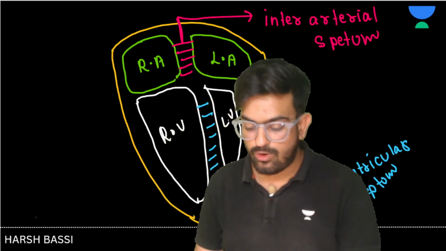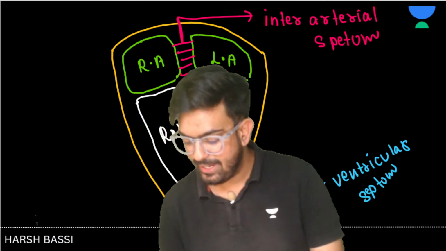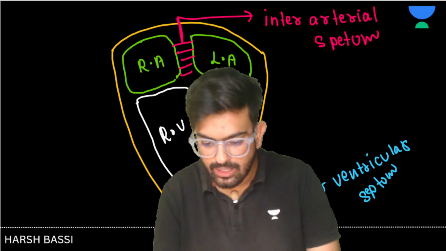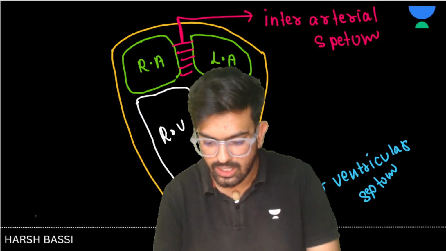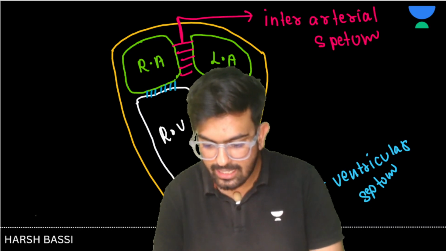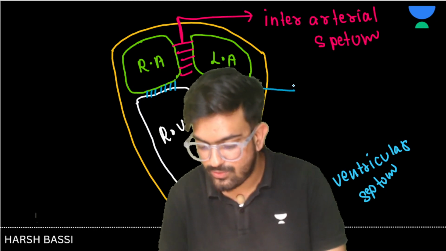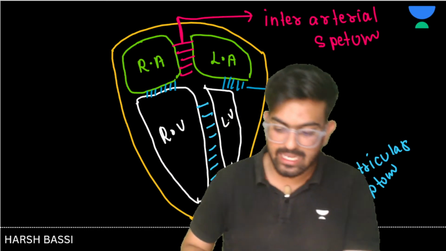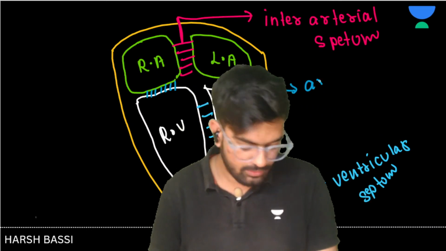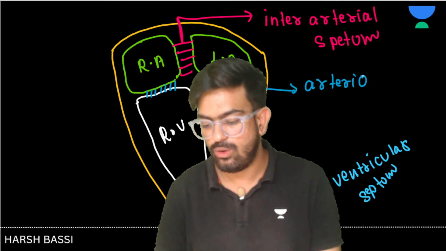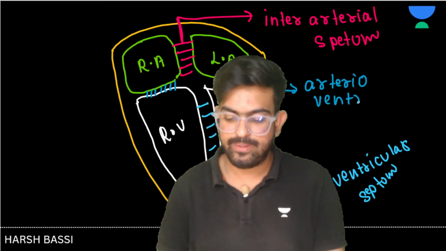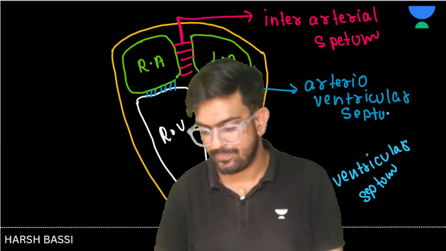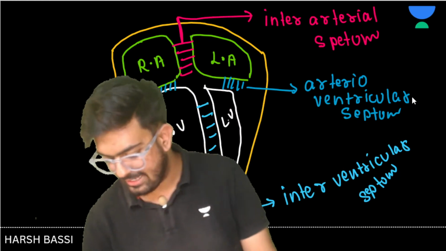Now see what's happening here. और क्या है? ये देख रहे हो? ये भी तो गैपिंग है. Here also we have some gappings, right? This and this. So this gapping will be known as what? This will be known as arterioventricular septum. This gap will be known as what? Arterioventricular septum. Clear? Okay, right?